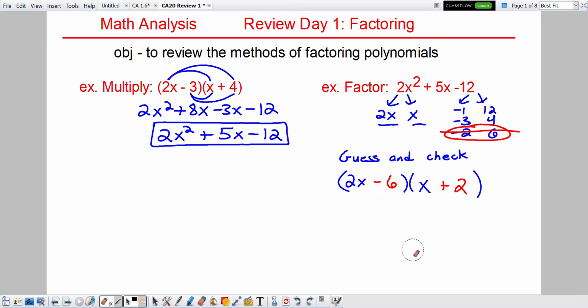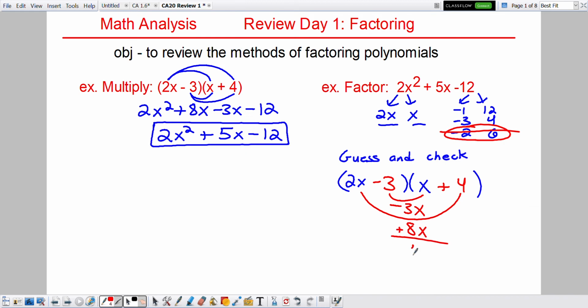Whenever I do eventually pick the right answer, I'm going to do this at that moment. Let's say I were to pick negative 3 and positive 4. We know it's right because of what's on the left, but how would I check it? I would check the middle, negative 3 times x. I check the outside, 2x times 4, and I get positive 8x.